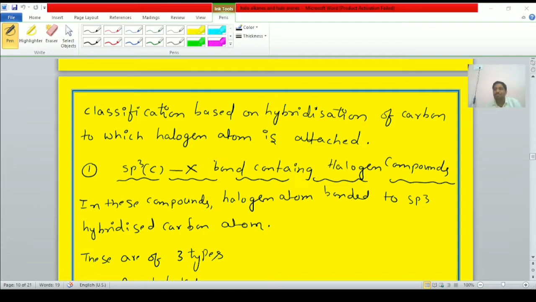The sp3 hybridized carbon-halogen classification has three types, students: alkyl halides, allylic halides, benzylic halides. Whereas the sp2 carbon-halogen classification has only two types, those are vinyl halides and aryl halides. We are discussing step by step, students. Concentrate.